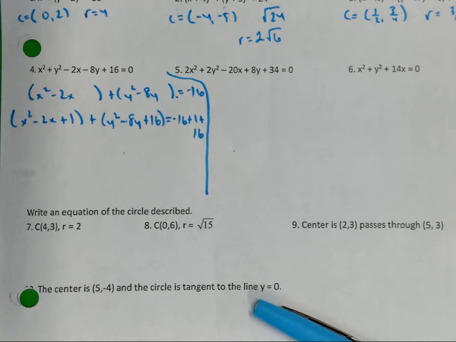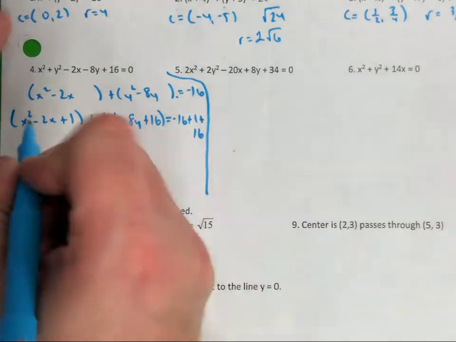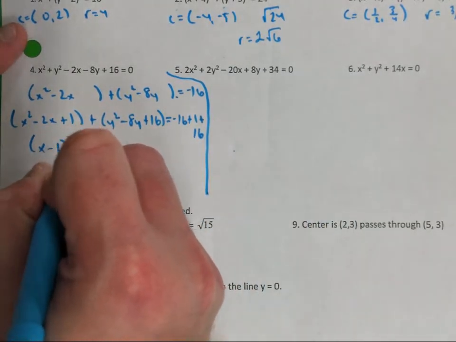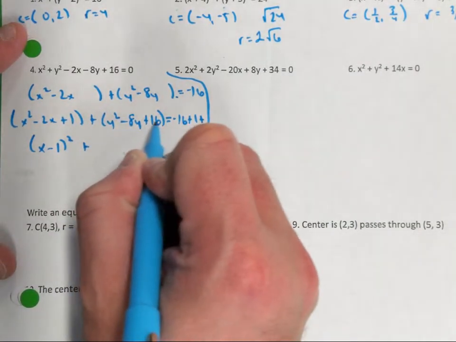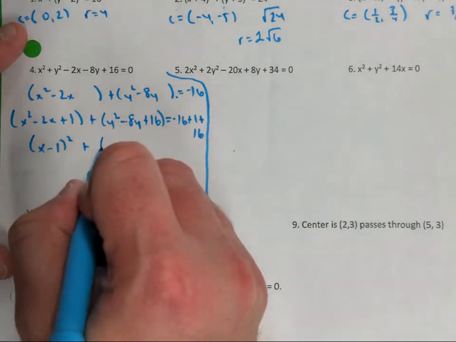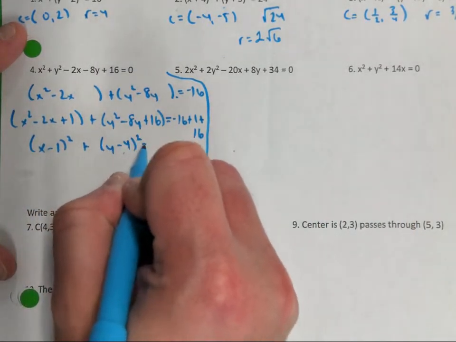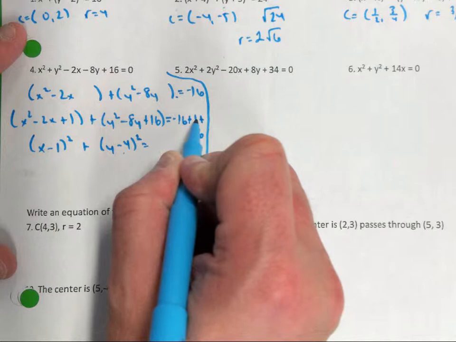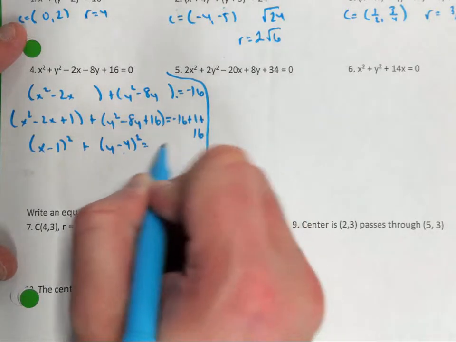Isn't that how this equation of a circle is supposed to look? So it's going to look like that every time if you did completing the square correctly. So this becomes x minus 1 squared. What would this be? Y minus what? 4 squared equals -16 plus 1 is -15 plus 16 is 1.